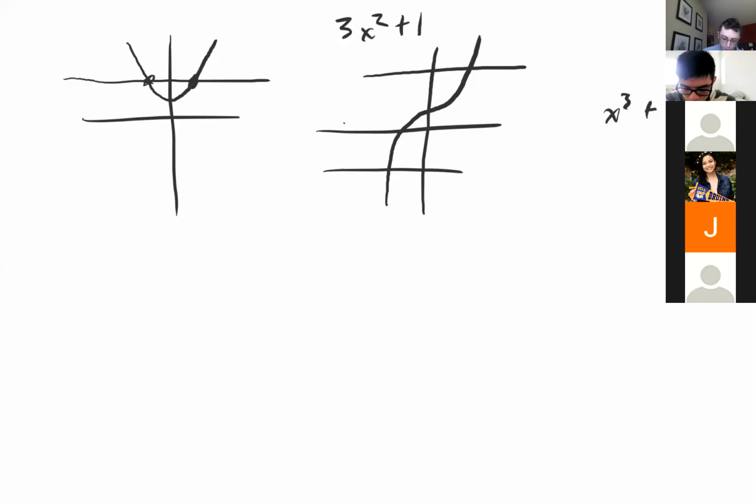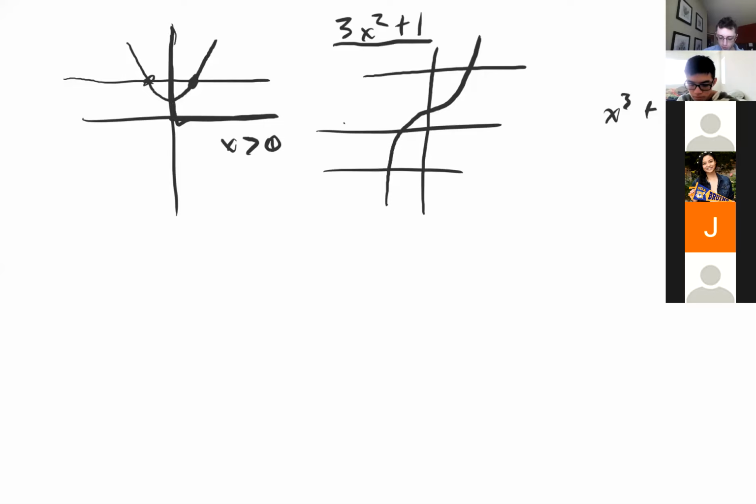Okay, so let's talk about finding the inverses of these functions. Even though this function fails the horizontal line test globally, within this region where x is greater than 0, it clearly passes. So let's talk about how to find the inverse.